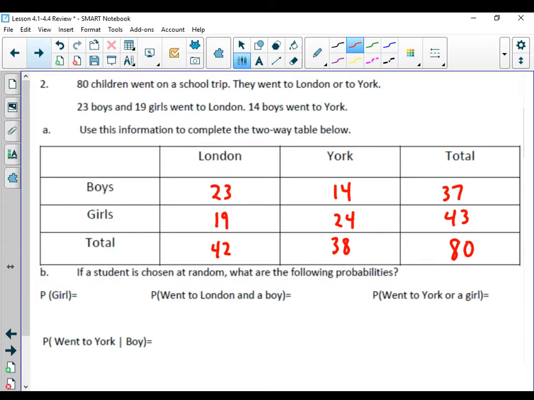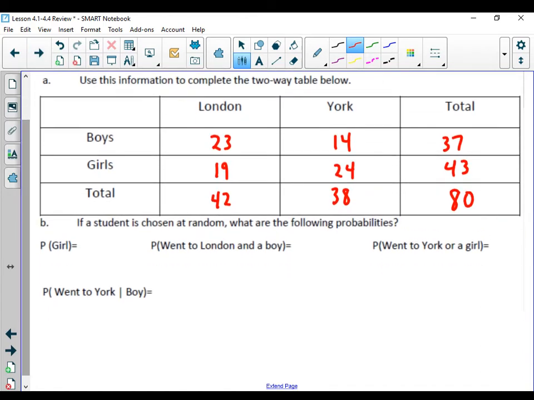All right, so now that we have the table, let's see if we can answer the questions. The first one wants to know, what's the probability that I'm going to choose a girl? Well, if I look at my totals, I had 43 girls. I had 80 students. So I had 43 out of 80. If we want to divide that, that's going to be about 0.54.